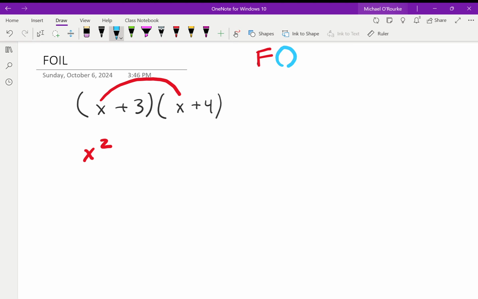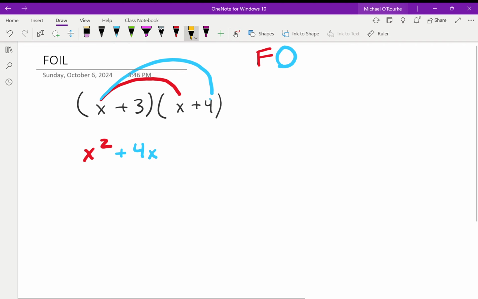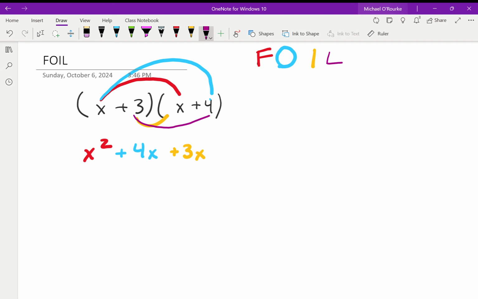Now O, as in the outside of each one. X times 4 gives me 4x. Then we're done with the outside. Now we move to the inside, which is the inside two terms. 3 times x gives me 3x. Then last but not least, the L, which is the last of each, 3 times 4, which is 12.